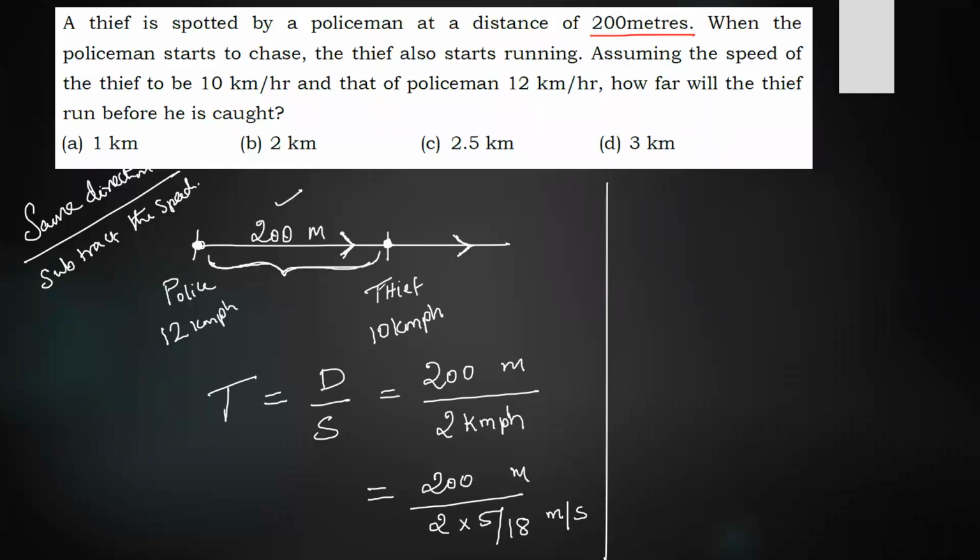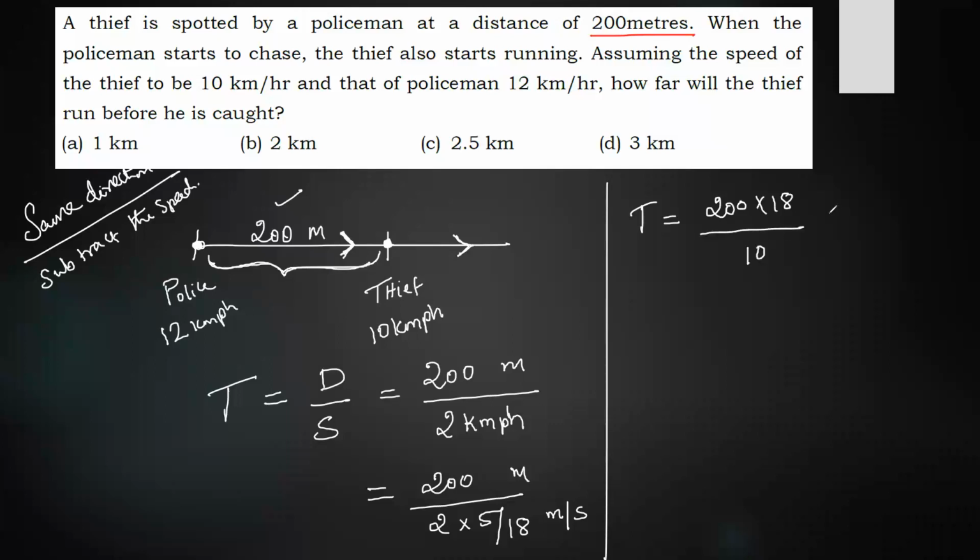Then I will multiply, so 2 into 5 by 18. It becomes meter per second. Finally, I will convert into kilometer. Don't worry. Is it clear up to this? Is it clear or not?